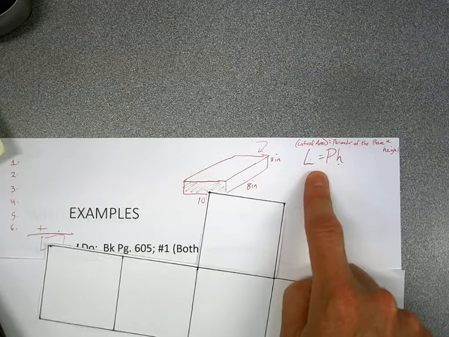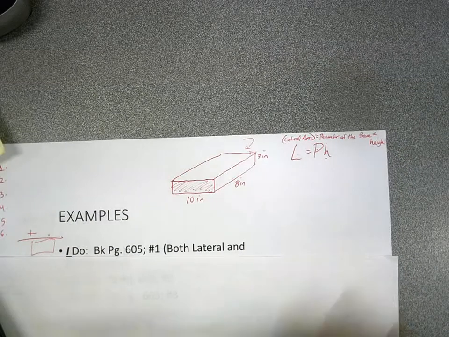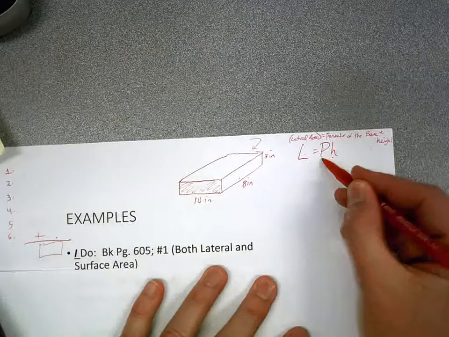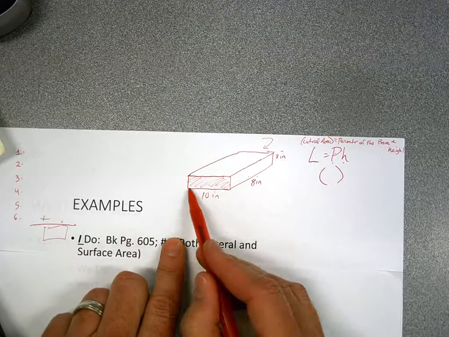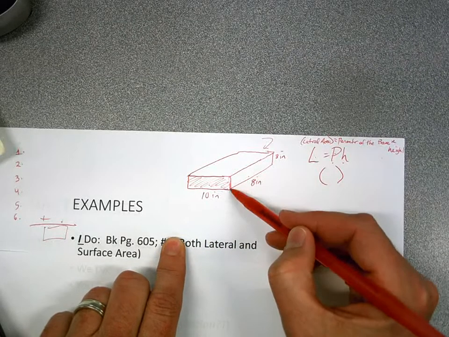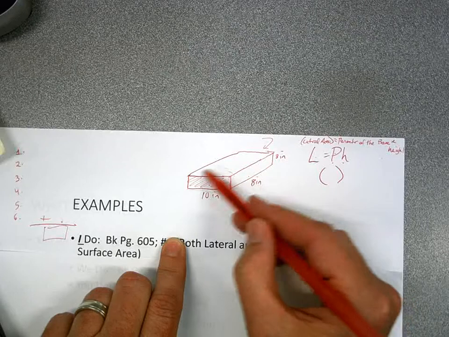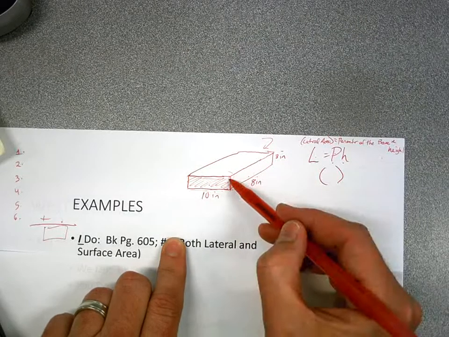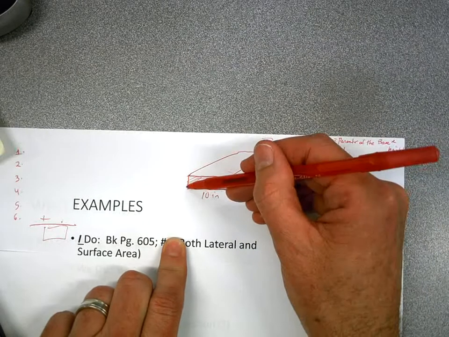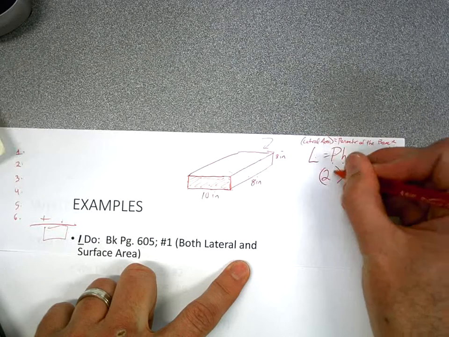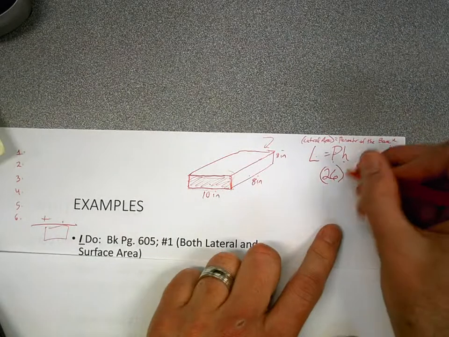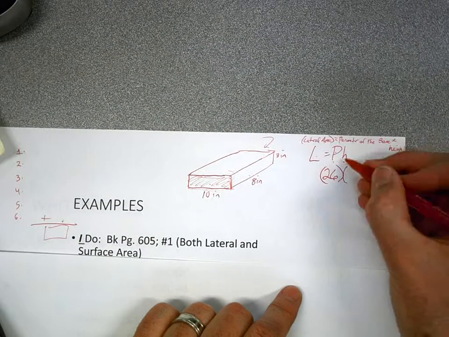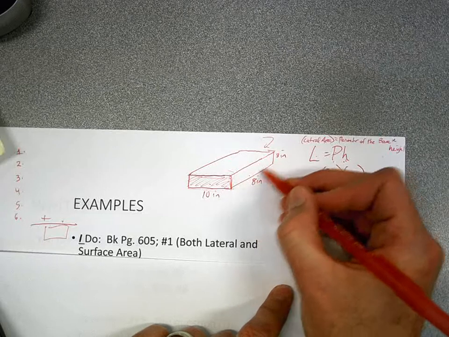So the lateral area: the perimeter of my base. I'm going to plug it in after I solve it. Here's 10. This right here is 3. Remember, don't forget, perimeter is all the way around. So 10 and 10 is 20, plus these two 3's is 6. So our perimeter is 26 inches around the outside of the base. I now plug in my height, what they call height, but it's a third dimension. In this case, it's the depth, my 8.